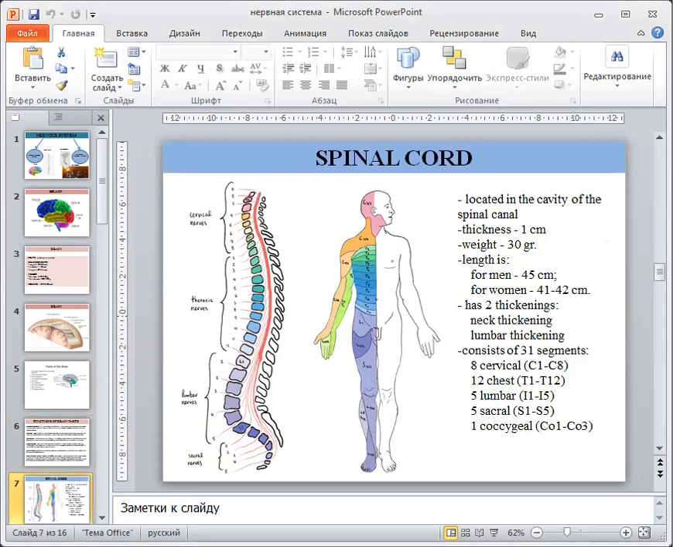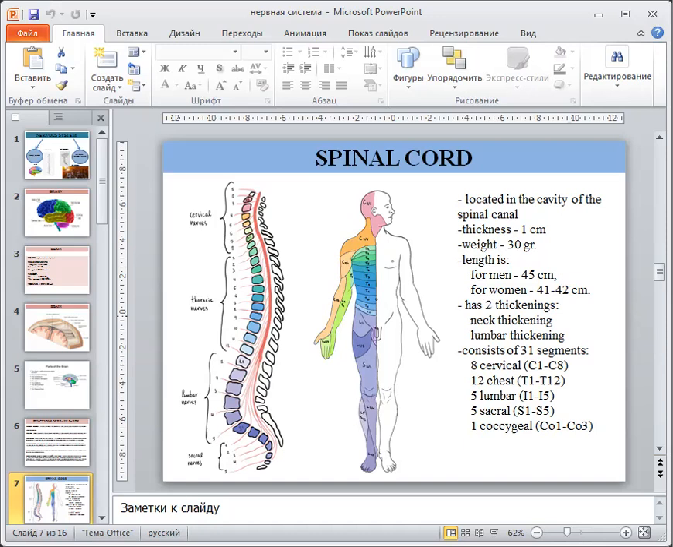The spinal cord. The spinal cord is located in the spinal cavity. Spinal cord thickness is equal to 1 centimeter. Weight is equal to 30 grams. Spinal cord length is 45 centimeters for males and 41 to 42 centimeters for women.